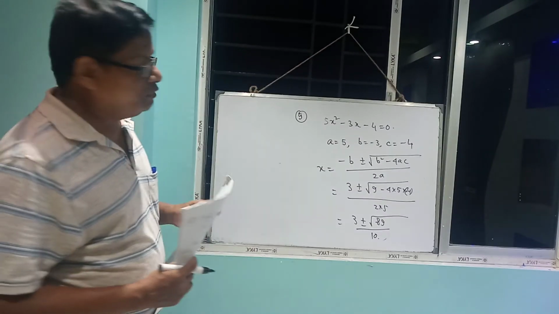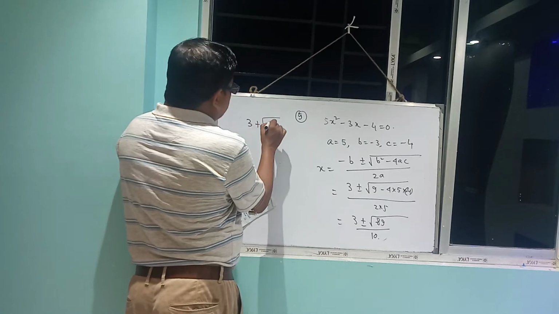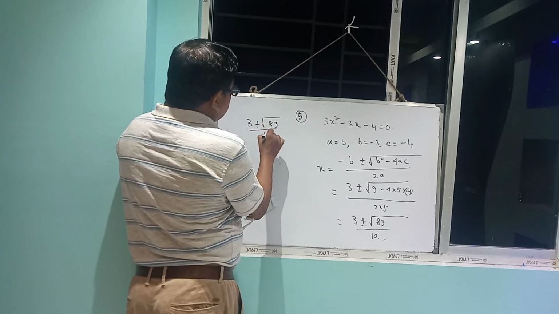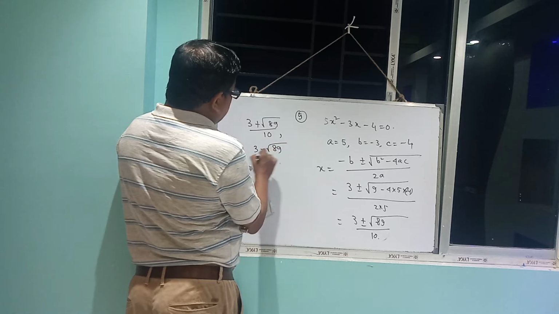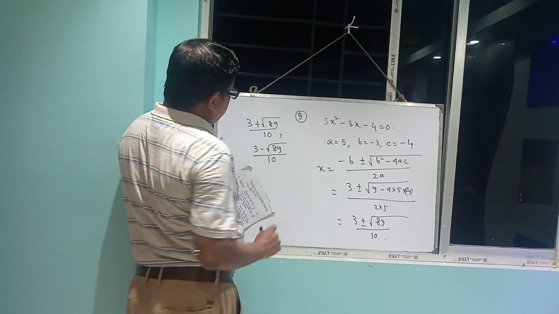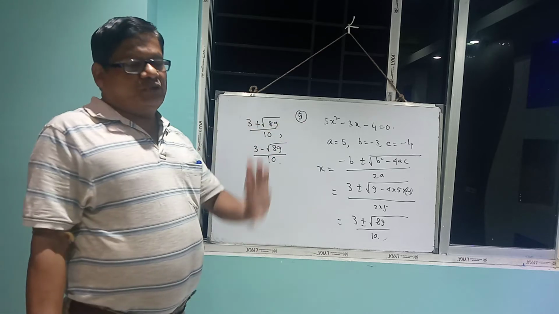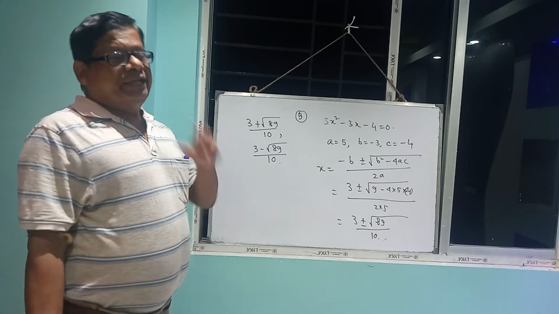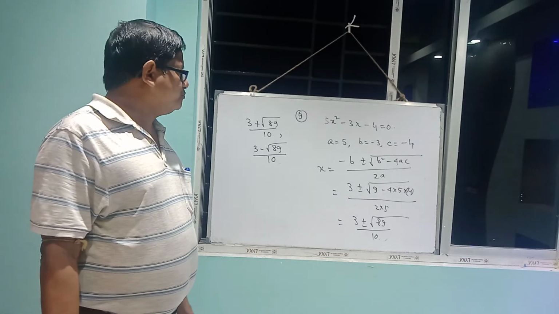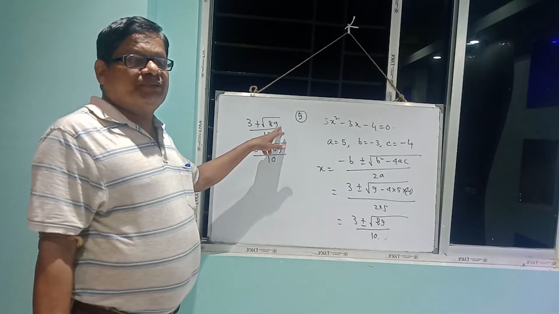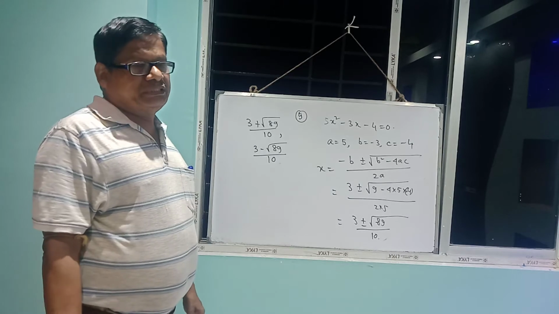So the value of x will be x equal to (3 plus root 89) by 10, and the other is (3 minus root 89) by 10. Now, no, calculator is not allowed during the exam time, don't use a calculator and log table book. Otherwise, I am showing a very shortcut method.